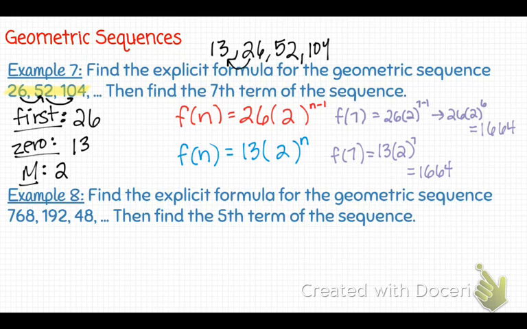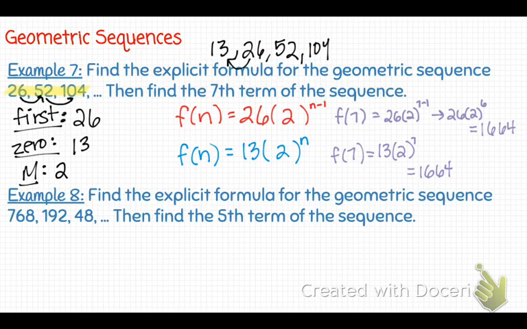No. Okay, now, on a question that's asking me only for the explicit formula, I'm more likely to do it using the first term because I really have to do literally no math to do that. However, if I'm asking for a specific term and I have the 0 term formula, that's a little bit easier, but either way, you'll get the same answer.